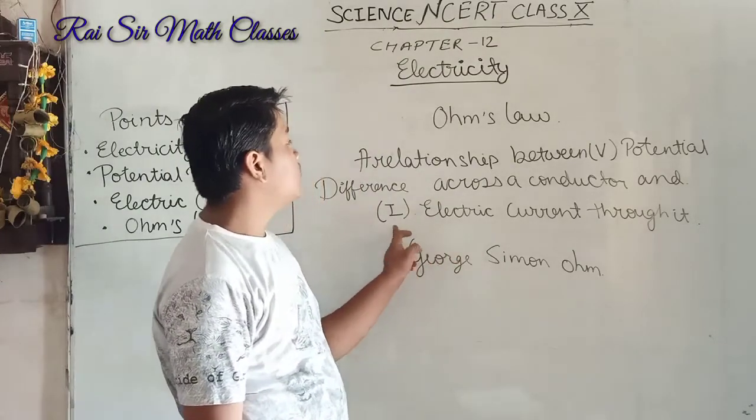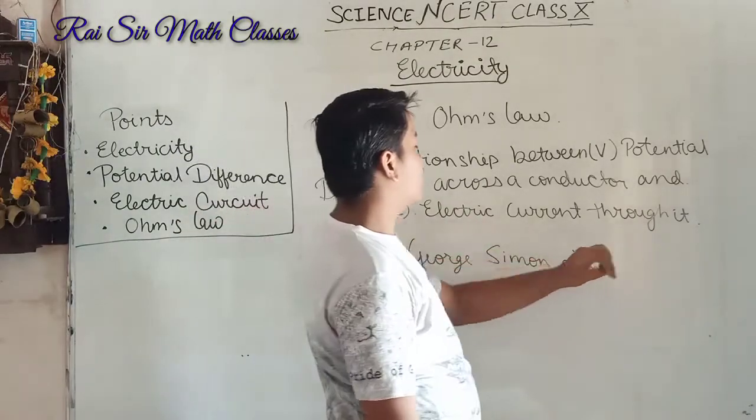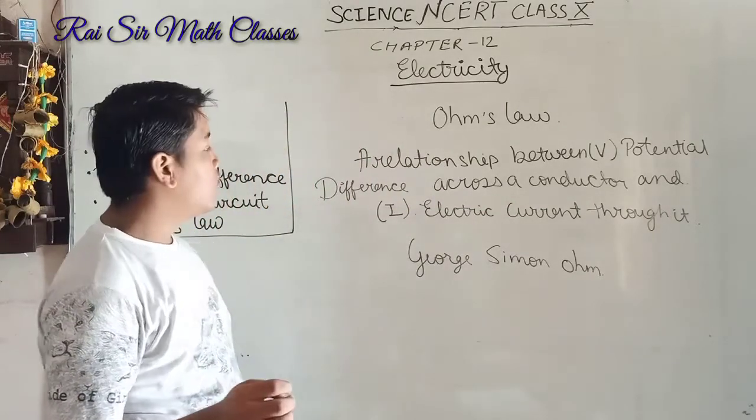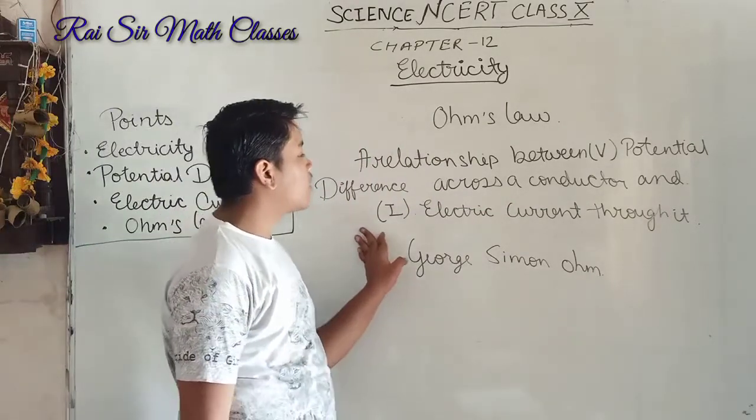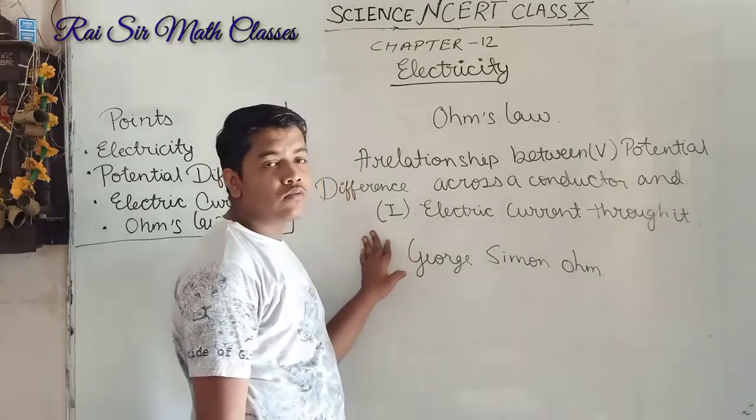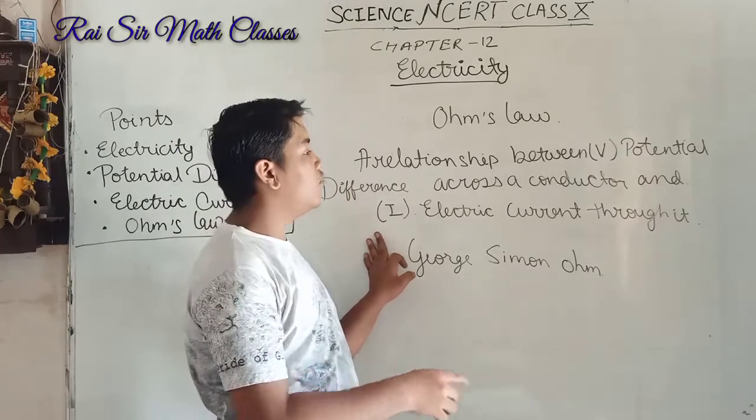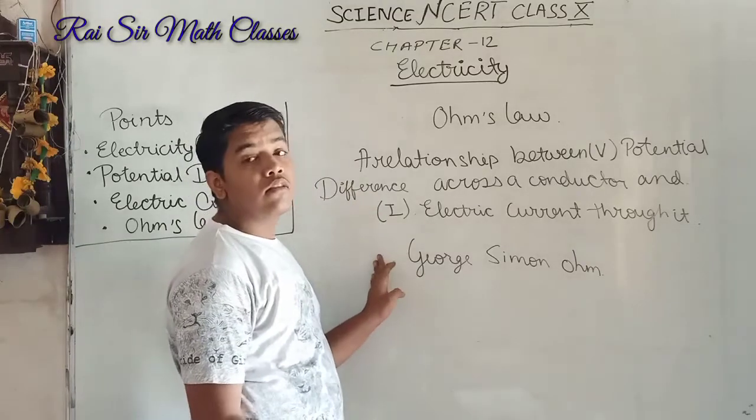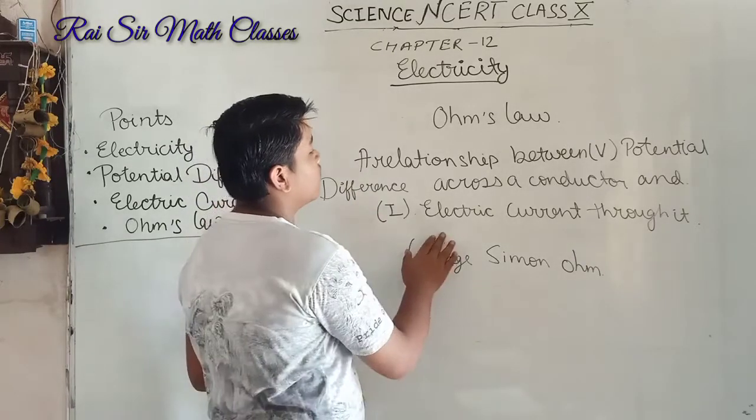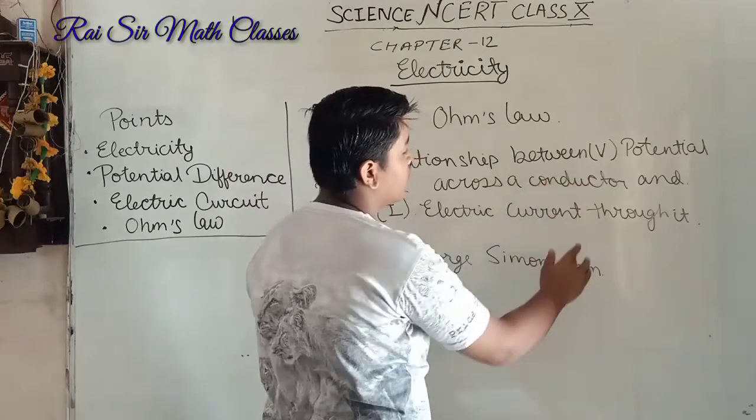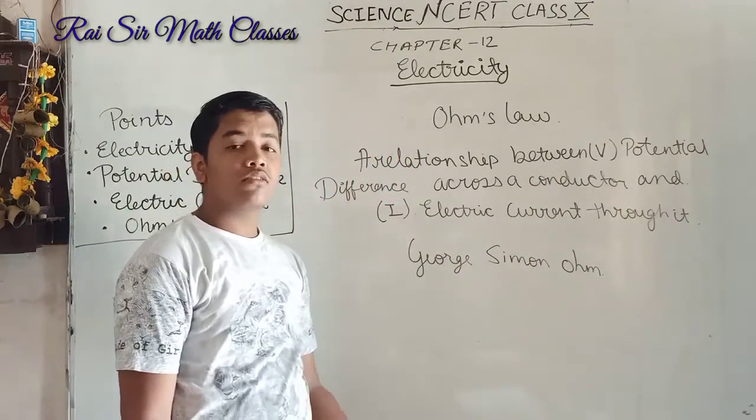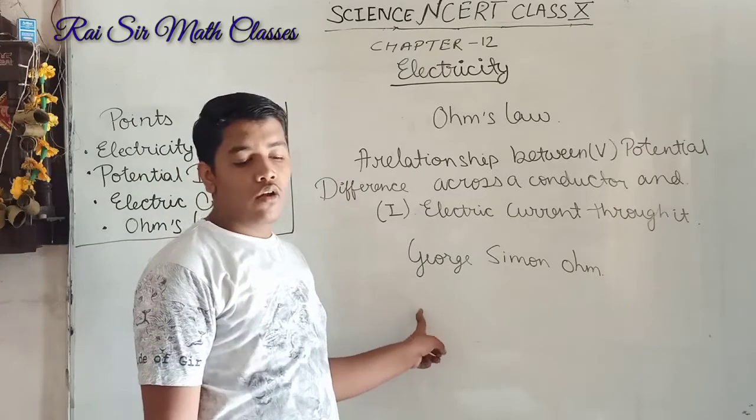and I means the electric current through it. It is the relationship between the potential difference, which I have taught you about previously, across a conductor and the electric current through it. This was the following law.